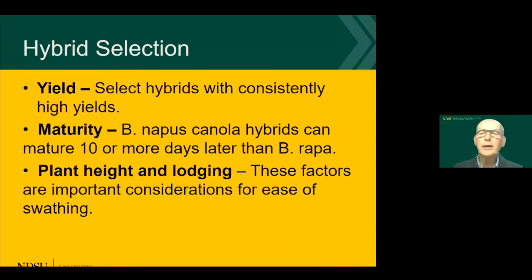So kind of wrapping it up here. First of all, we need to look at yield and yield stability. The way to do that is to look at data from this past year and the previous years. We have that data also still on the web. You can look at that one.